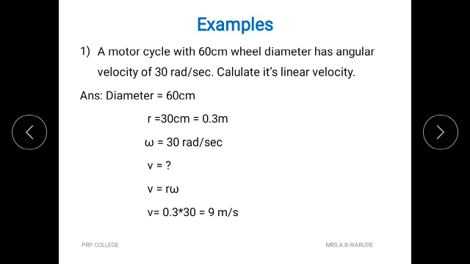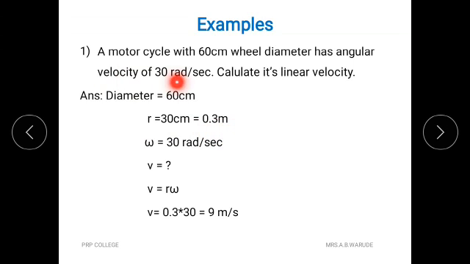Then we solve examples. The first example is: a motorcycle with a 60 centimeter wheel diameter has an angular velocity of 30 radian per second. Calculate its linear velocity. Here the diameter is 60 centimeter. Therefore we find the radius as diameter upon 2. We get 60 upon 2 is 30 centimeter, and in meters its value is 0.3.